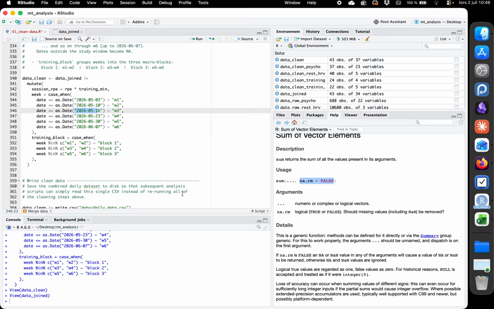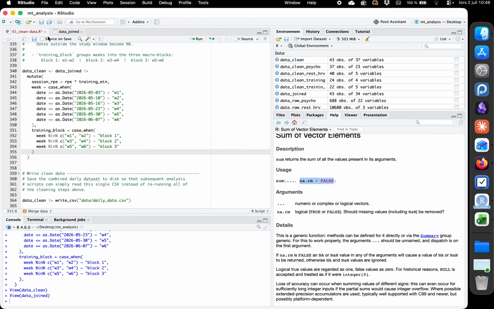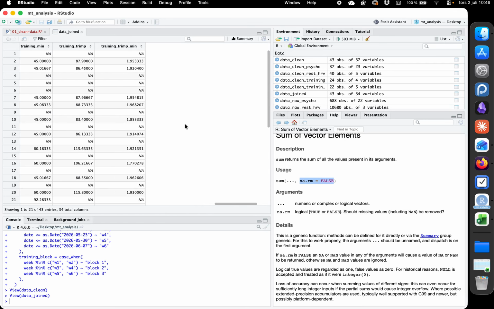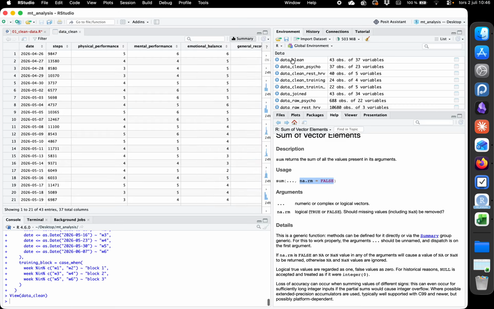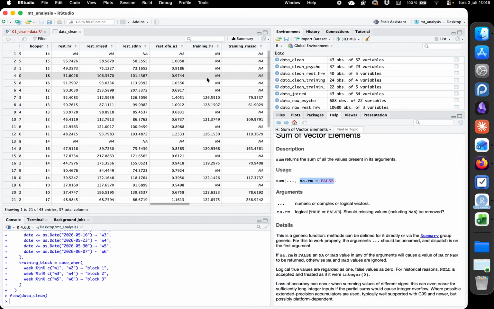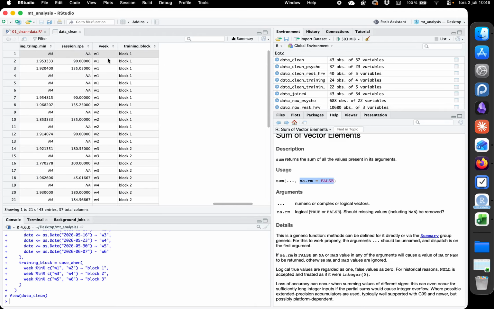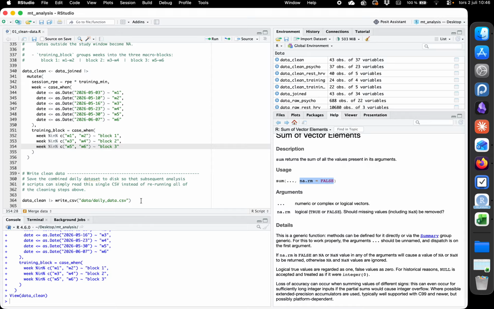And then based on the weeks, if the week is 1 or 2, then we are in block 1. If the week is 3 or 4, we're in block 2, and if the week is 5 or 6, we're in block 3. So this is the data join. We run this, and with the data clean now, we see that we have these two, so we can do analysis by week or by block. And then the last thing is that we write this data.